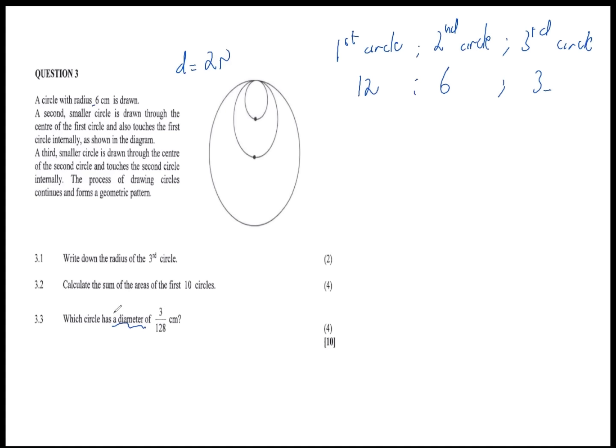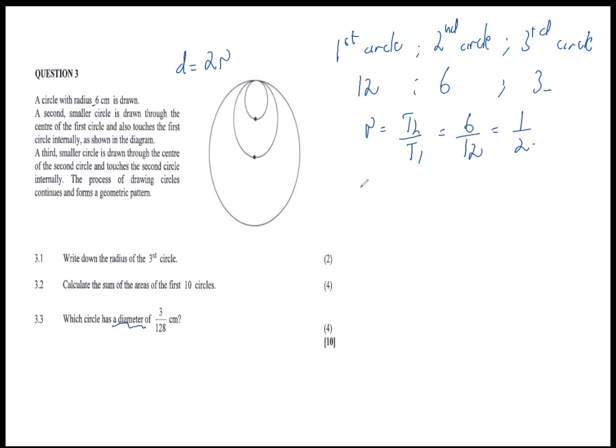Now they're asking which circle will have a diameter of 3 over 128. So we must create a pattern out of this. Our R value will be T2 divided by T1, as this also forms a geometric pattern. So 6 divided by 12, that's 1 over 2.